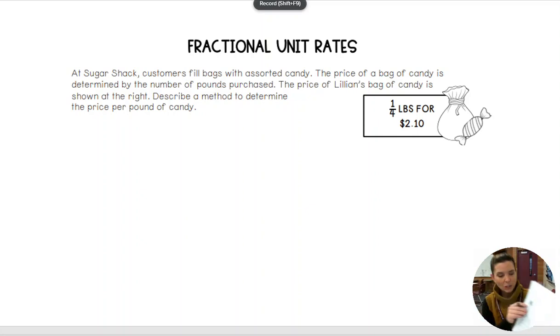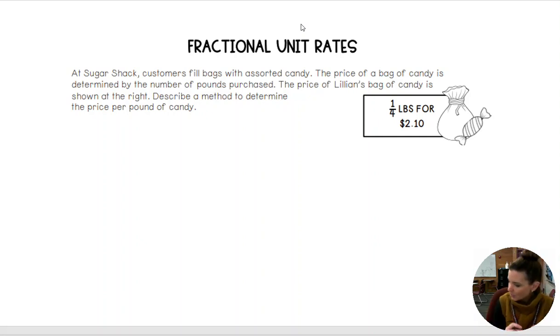So if you'll just turn in your packet to fractional unit rates, your sub, whoever is in here helping your class, they have some extra copies of the packet. So if you weren't here on Friday, just grab an extra copy of this from the sub. So we're going to go ahead and go through the notes together, and then you guys will have an assignment to do on your own. You can work with a partner if you want when it gets to be that time.